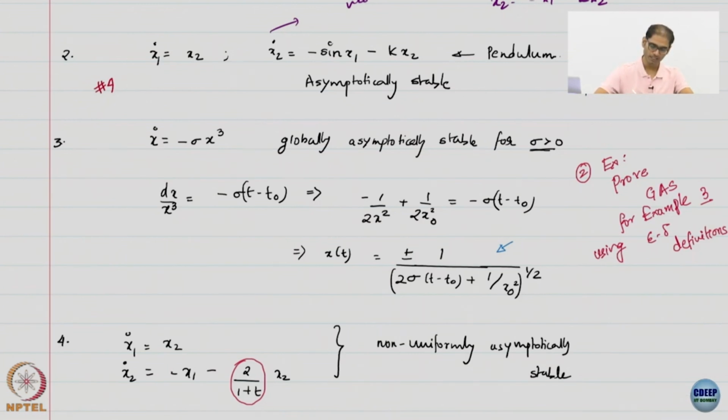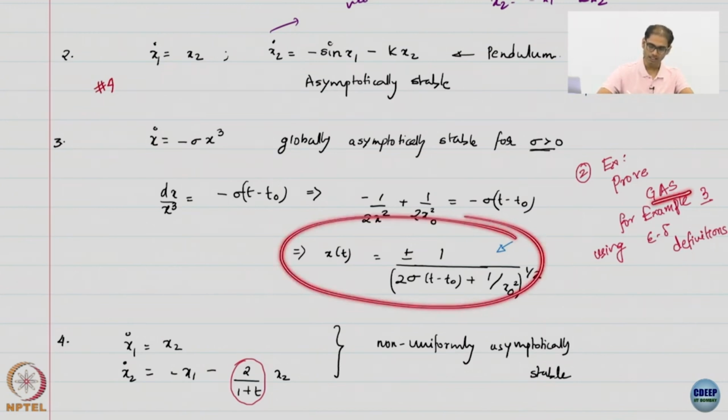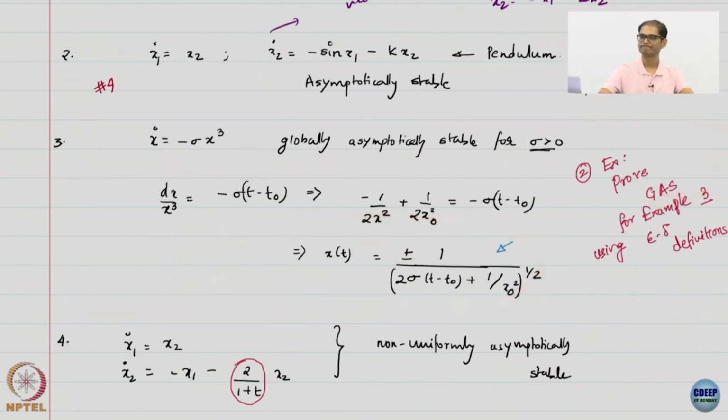You have to prove that this is globally asymptotically stable. Again, I say only globally asymptotically stable because uniformity is free. The right hand side is independent of time, so there is no need to evaluate uniformity. If I say GAS, it is GUAS. Alright, okay, good.